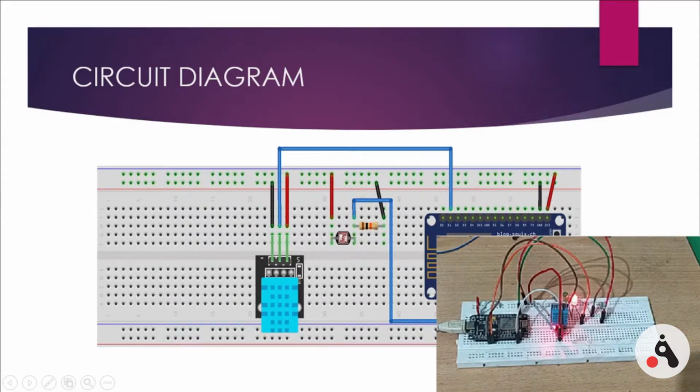But if it is not working with 3.3 volt, you have to try with the 5 volt supply to this DHT11 temperature sensor. You can get this 5 volt supply from this V-in and ground pin here, V-in pin basically.